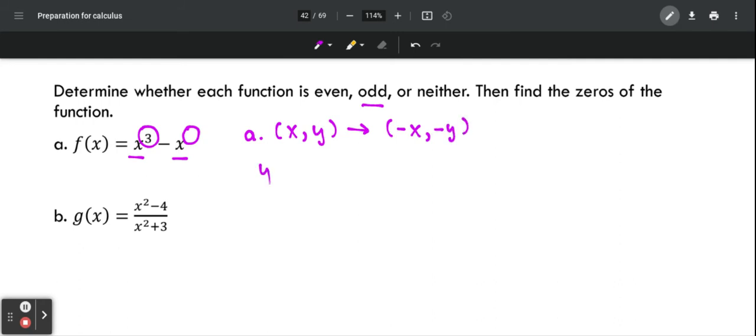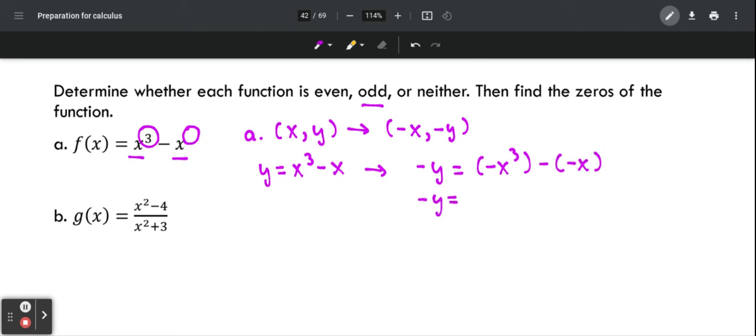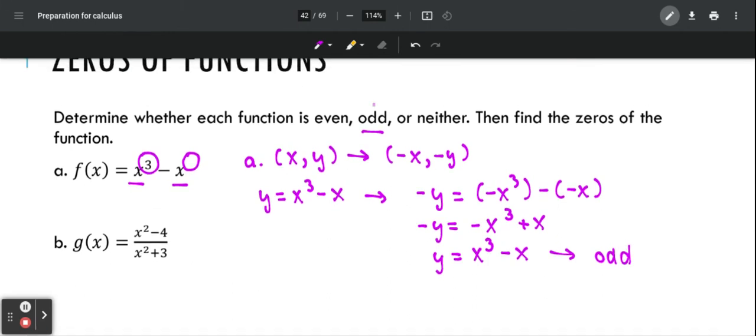So if we said we have y equals x cubed minus x, that would give us the same thing as negative y equals negative x cubed minus a negative x. Or negative y equals negative x cubed plus x, which would give us y equals x cubed minus x, right? So in that case, we have an odd function. Because remember, your odd functions have that symmetry about the origin. And your even functions have the symmetry across your y-axis.